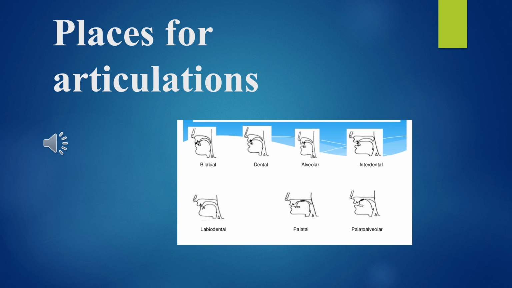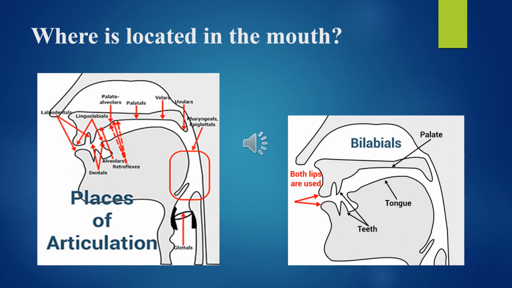So, first, I'm going to talk about places of articulation in the mouth. There are bilabial, dental, alveolar, interdental, labiodental, palatal, and palatoalveolar. Where are they located in the mouth? This X-ray helps us identify these places. I'll mention three of them.